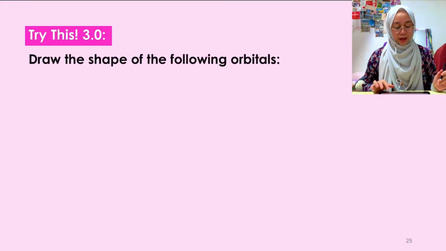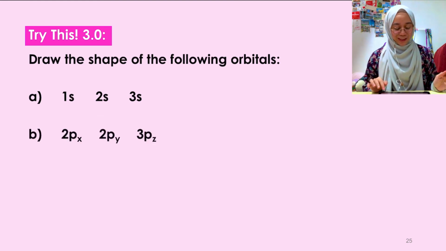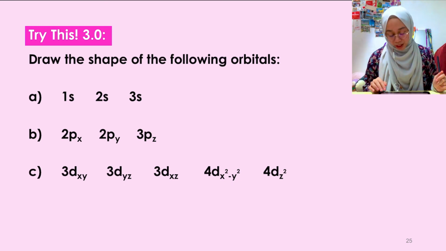Okay, so you have try this 3.0 where you need to draw the shape of the following orbitals. So the first one is nak kamu lukis 1s, 2s and 3s. Very easy. Okay, and the next one I need you to draw 2px, 2py and 3pz. Okay, and then the last one adalah Miss nak kamu lukis 3dxy, 3dyz, 3dxz, and then you also have 4dx squared minus y squared and also 4dz squared.